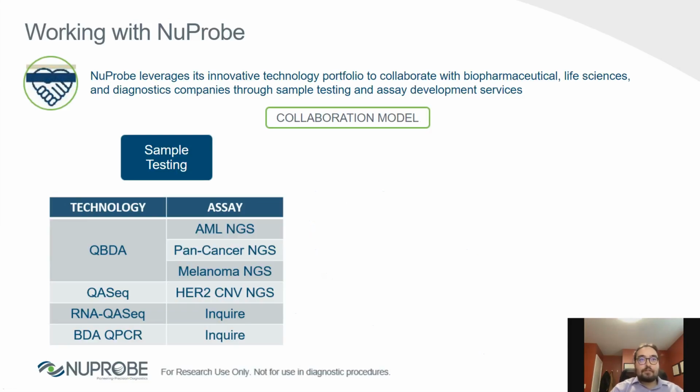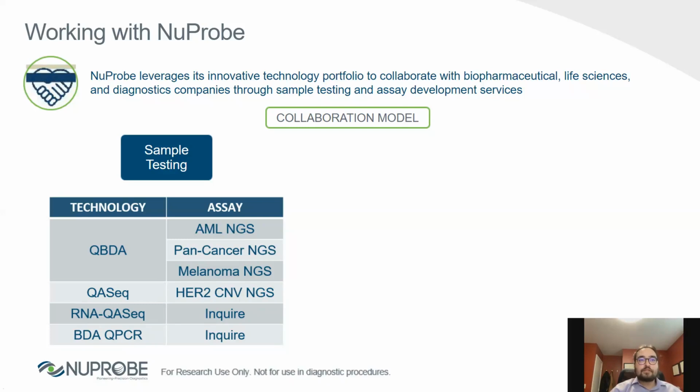Just to briefly cover the current offering for sample testing. We have 3 assays that utilize the quantitative blocker displacement amplification technology that I described today. The first is the AML MRD assay, which I showed data for earlier, and then also the pan-cancer NGS assay. We also have an assay designed for melanoma targets.